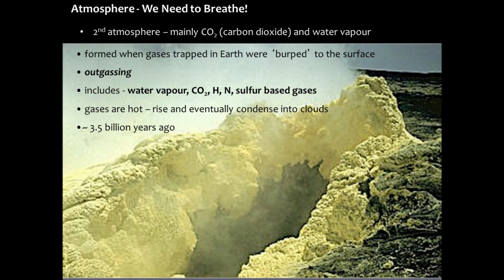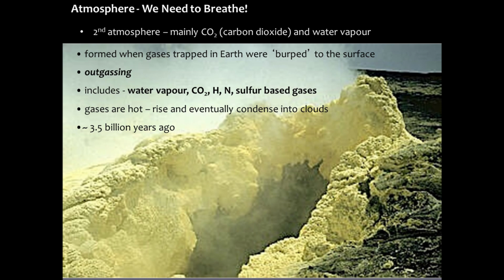So when the Earth was formed, gases were trapped beneath the Earth's surface within the interior of the Earth, and eventually these get burped to the surface. Volcanic eruptions are a good example. Not only do we have magma coming up and being extruded onto the Earth's surface as lava, but we also have this process known as outgassing. This pouring out of gases, including water vapor, sulfur-based gases, nitrogen as a gas, hydrogen as a gas, water vapor as well, steam, that's a gas. This all comes out as part of a volcanic eruption.